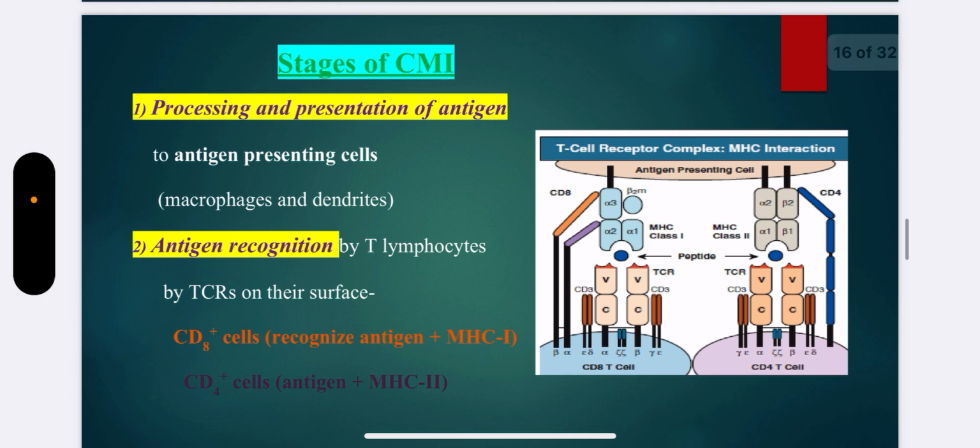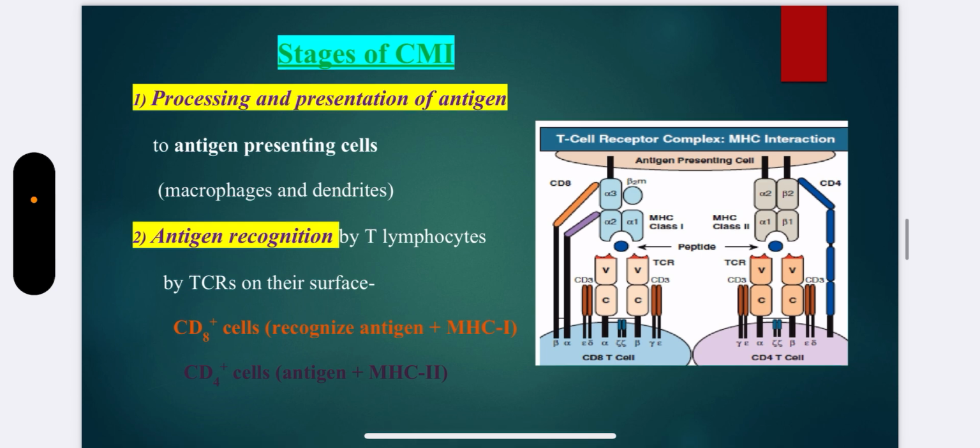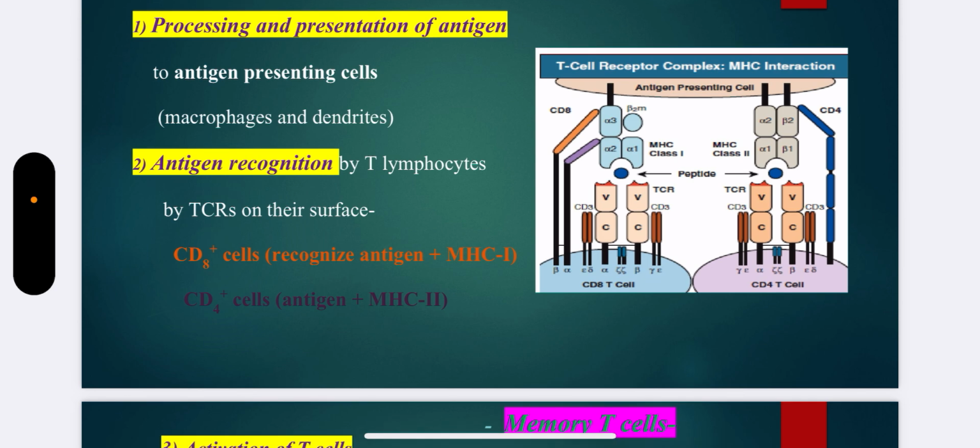Now these are the stages of cell mediated immunity. Once the antigen enters, it is processed and presented to the antigen presenting cells, and once it is presented, it will be recognized by T lymphocytes. They have to kill the pathogen, so it has to be recognized with the help of T cell receptors on their surface. CD8 cells recognize the antigen bound with MHC class 1, and CD4 bind with MHC class 2.